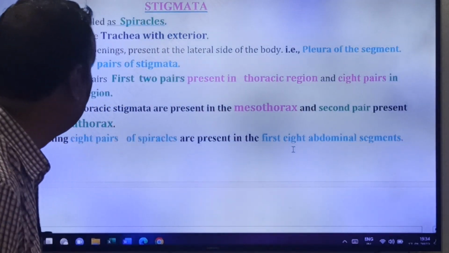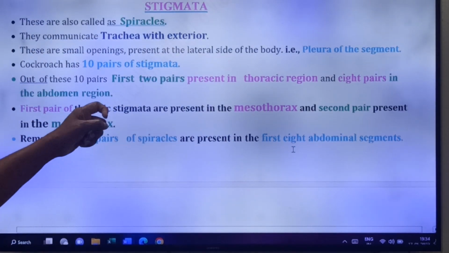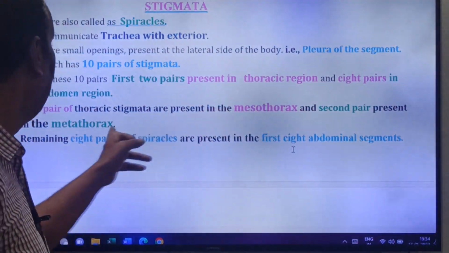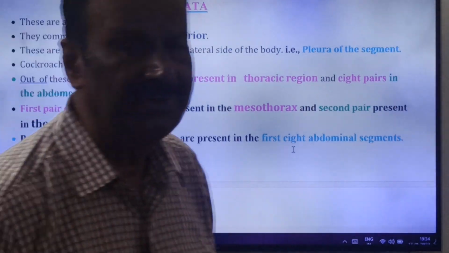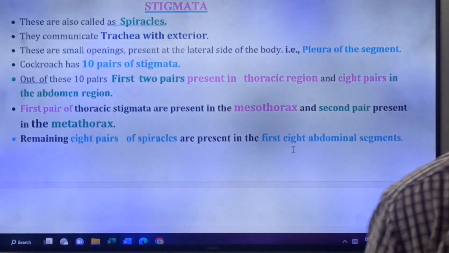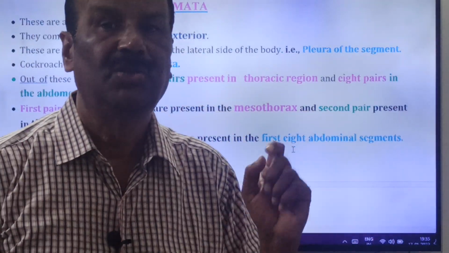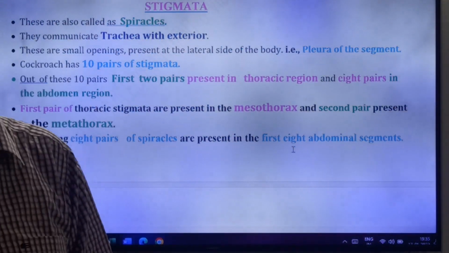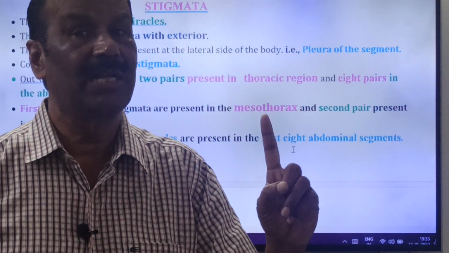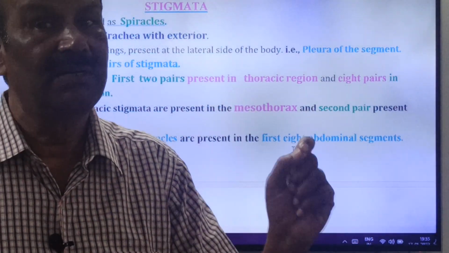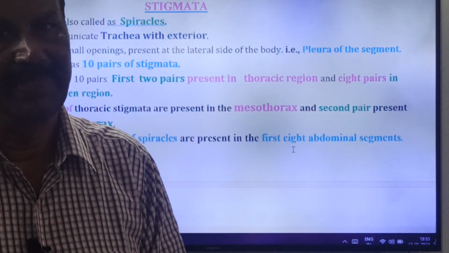Thoracic region has 2 pairs of stigmata. See, friends, first pair of thoracic stigmata are present in the mesothorax and second pair present in the metathorax. See, friends, what is mesothorax and what is metathorax? You know, the cockroach thoracic region has 3 segments, friends. The first segment is called prothorax, second one is called mesothorax, third one is called metathorax.